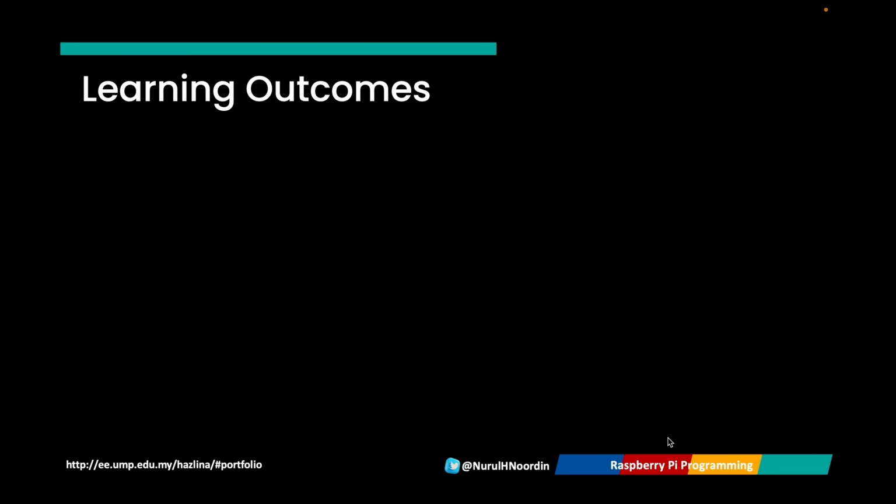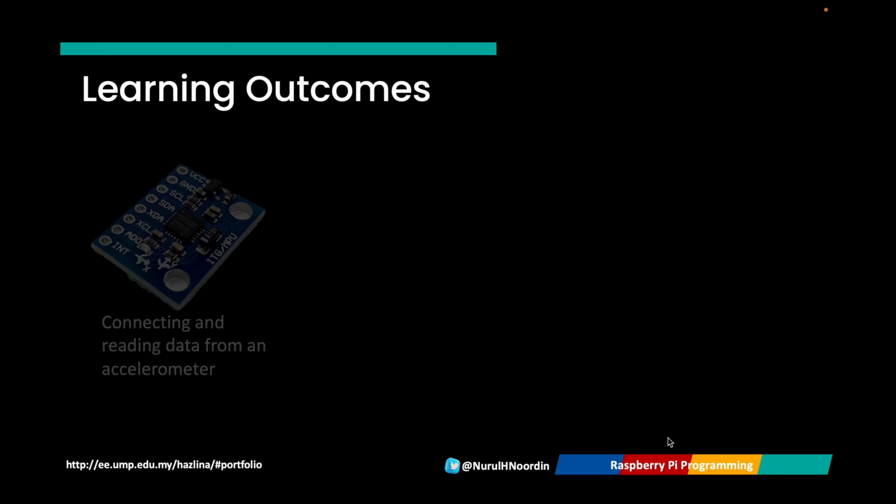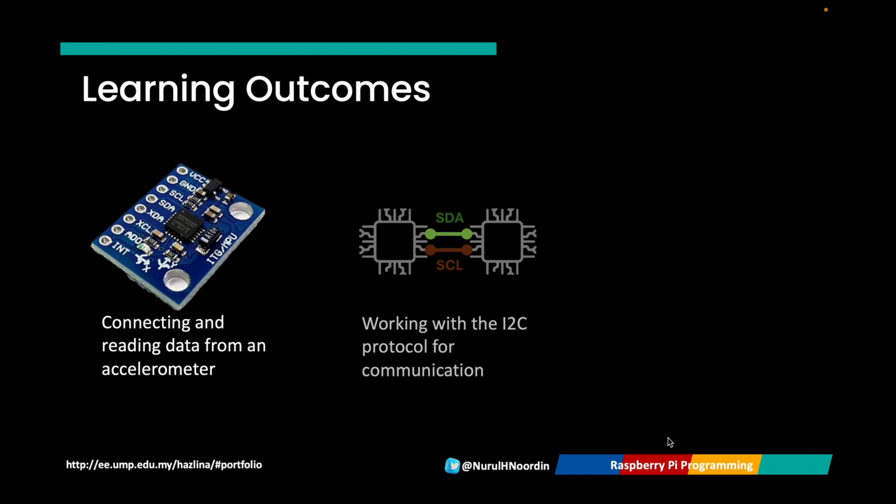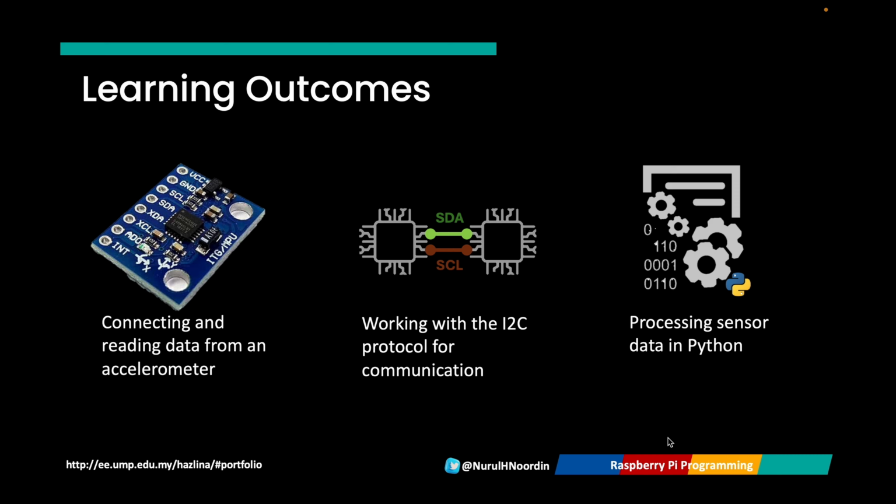Communication protocols are the foundation of how microcontrollers interact with sensors and external devices. In embedded systems, three widely used protocols are SPI, I2C, and UART. Each of these has different speed, wiring complexity, and data transfer methods, making them suitable for specific applications. Understanding these protocols is key to working with various electronic components. Throughout this module, we'll connect an accelerometer to a Raspberry Pi and read the accelerometer data, working with I2C protocol for communication, and processing sensor data in Python.